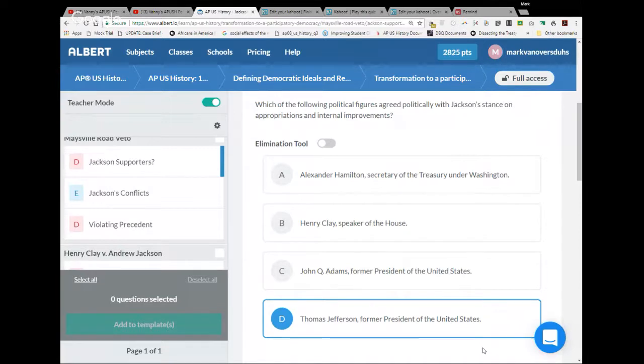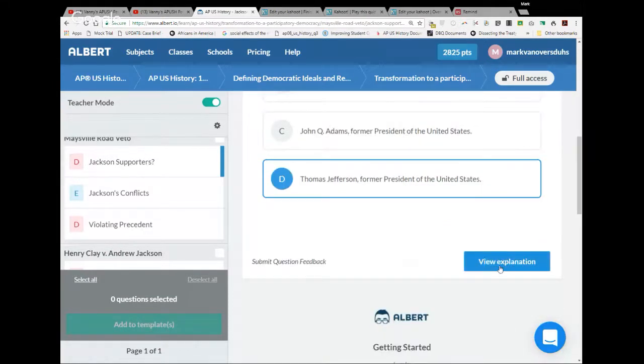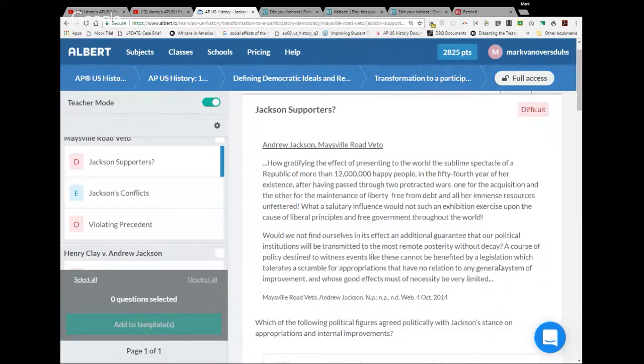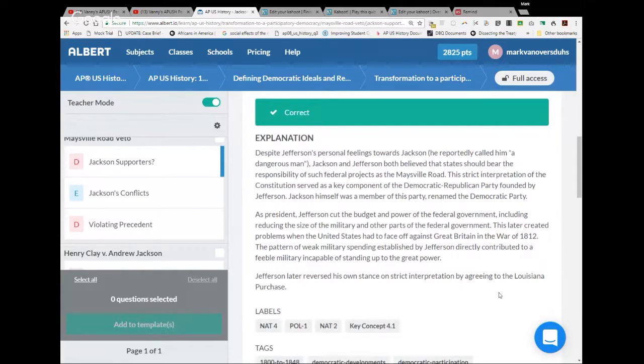Drew says, sure, it's D. Gabby says it's D. David still thinks it's D. I need one more. And Cameron says D, but with his little emoji of I don't know. And that is correct. So Jefferson thought that Jackson was a dangerous man, but this comes down to it.